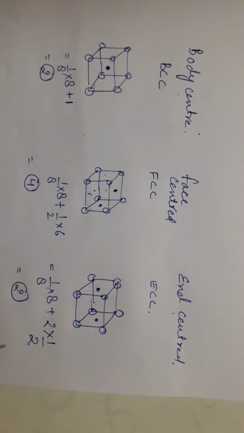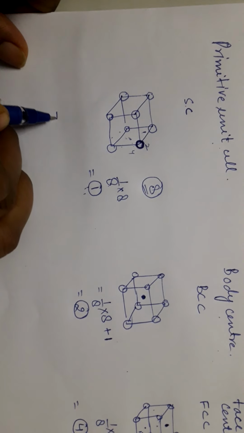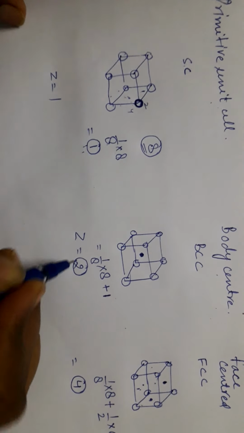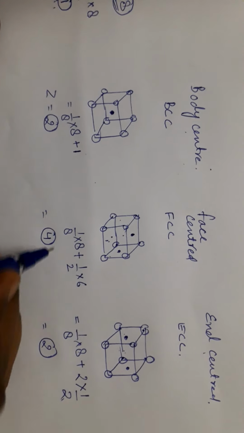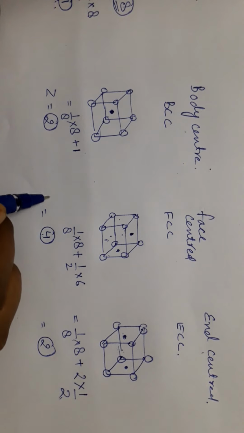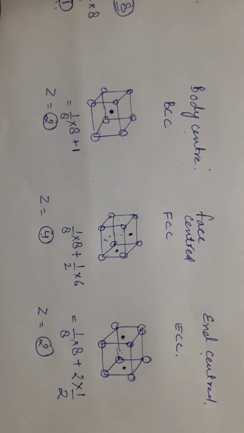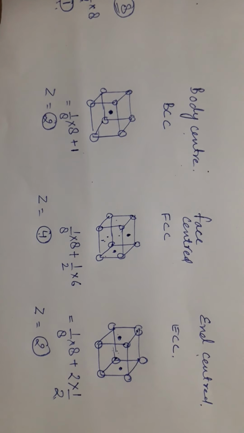And when we are doing numericals, we take it like this: z equals 1 in the simple cube, z equals 2 for body-centered, z equals 4 in the face-centered cube, and for the end-centered cube z is 2. Right students? This is all about the number of atoms present in unit cells.